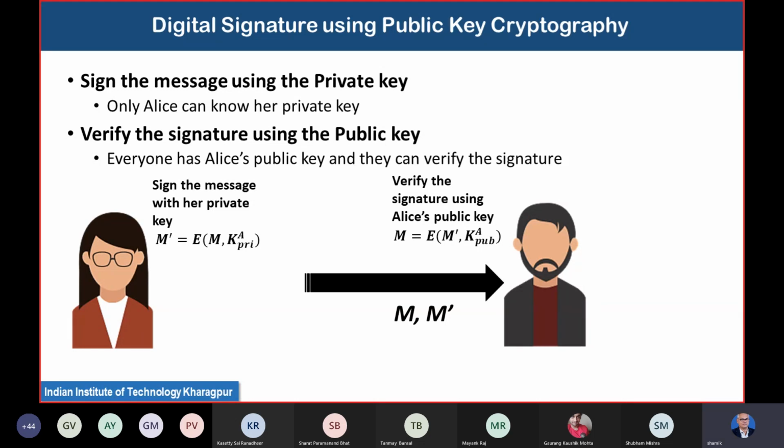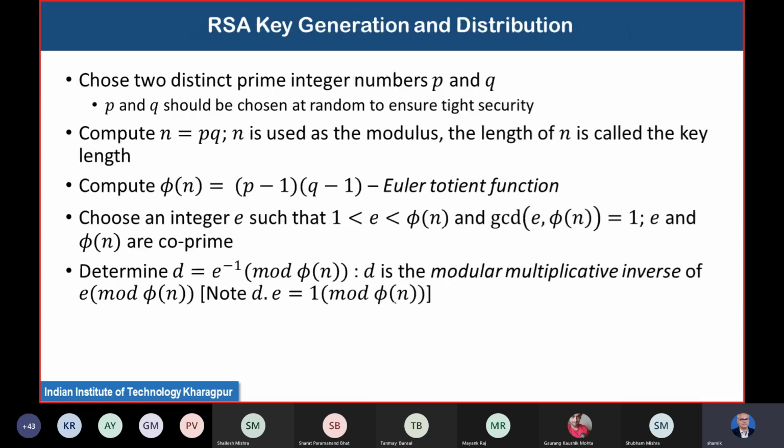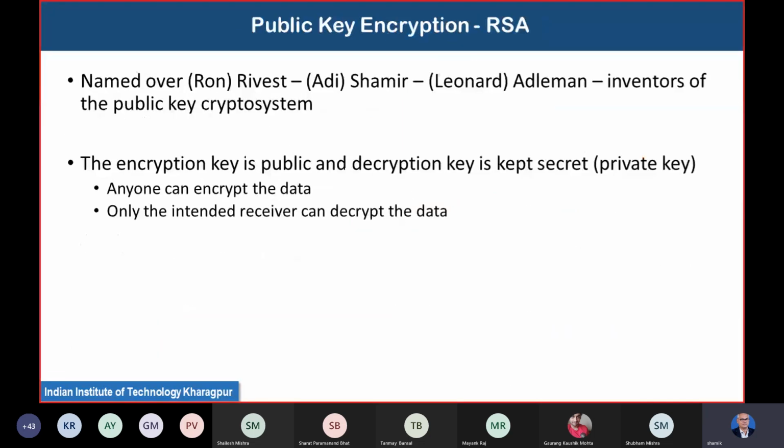Sir, does Alice have to send the public key every time she's sending the message? Oh, very good point. Let me clarify that. As I said, the public key is known to everybody. So if we see these steps here, key distribution.